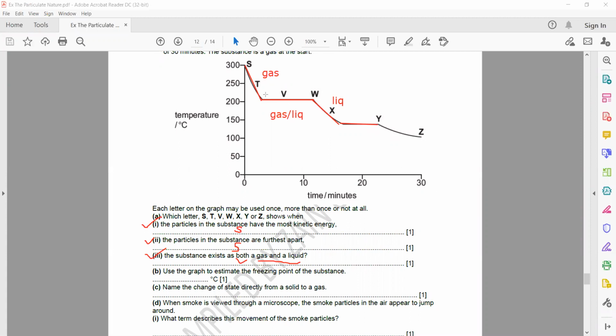In this region, we have both gas and liquid. It means that there are gas particles which are converting into liquid. So we have both states. And here we will have liquid and solid. And from Y to Z, we will have only solid.